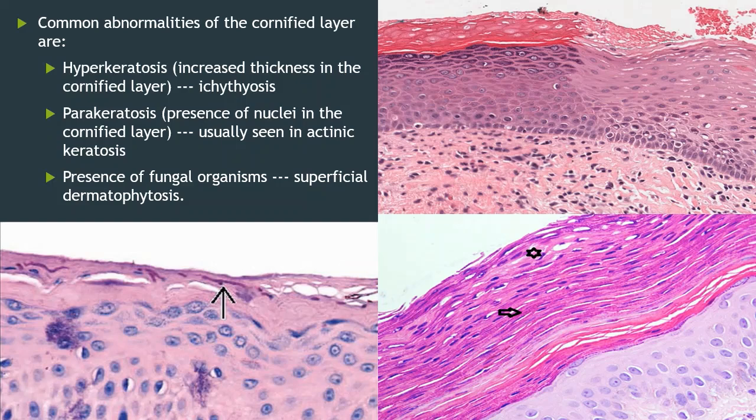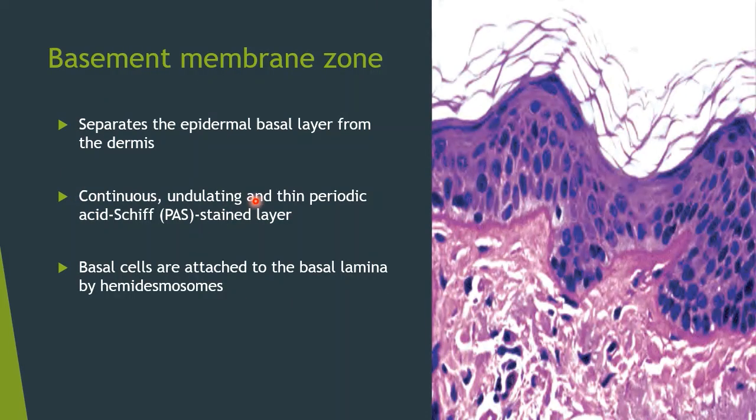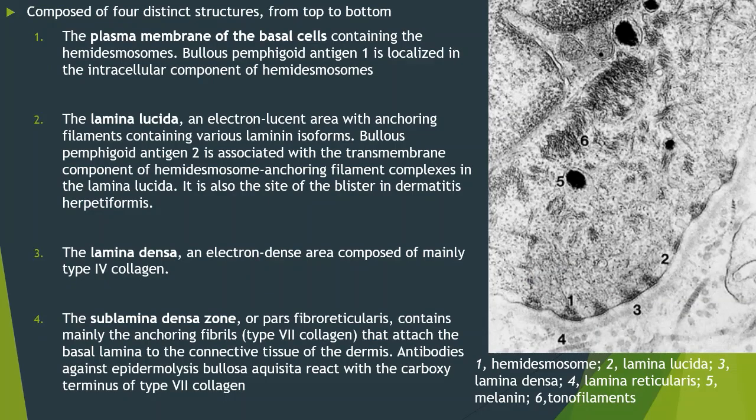If you look at the basement membrane zone, it is actually an undulating thin PAS positive layer which separates the basal layer from the dermis. The basal cells are attached to the basal lamina by some connecting molecules which are called the hemidesmosomes. And if we look at the structure of the basement membrane, there are four distinct layers. Most superficial is the plasma membrane of the basal cells, which contains the hemidesmosomes.